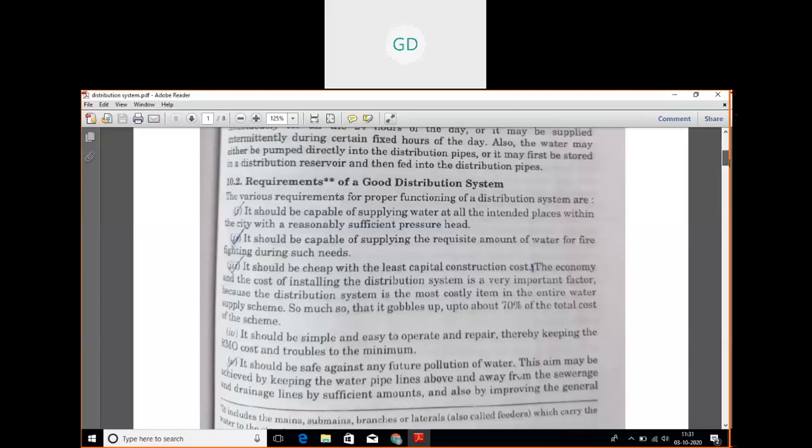These are the requirements of a good distribution system. These five points, you can note them down in your copy, okay?